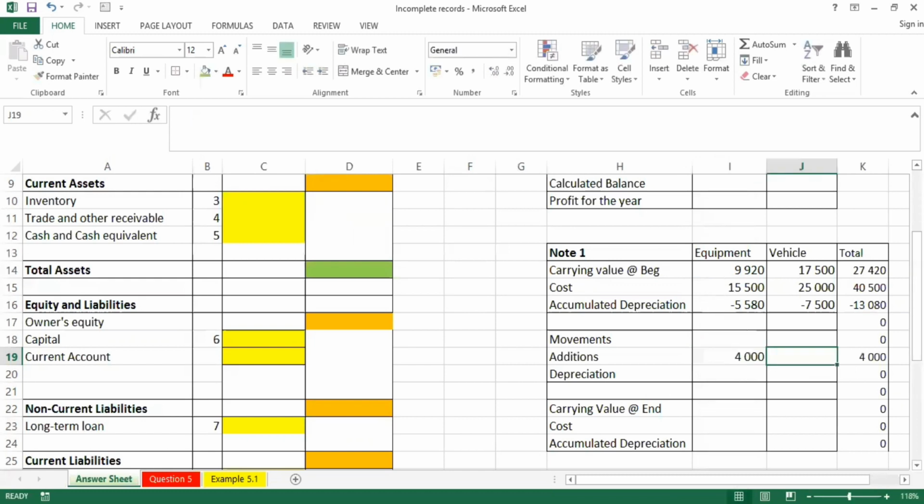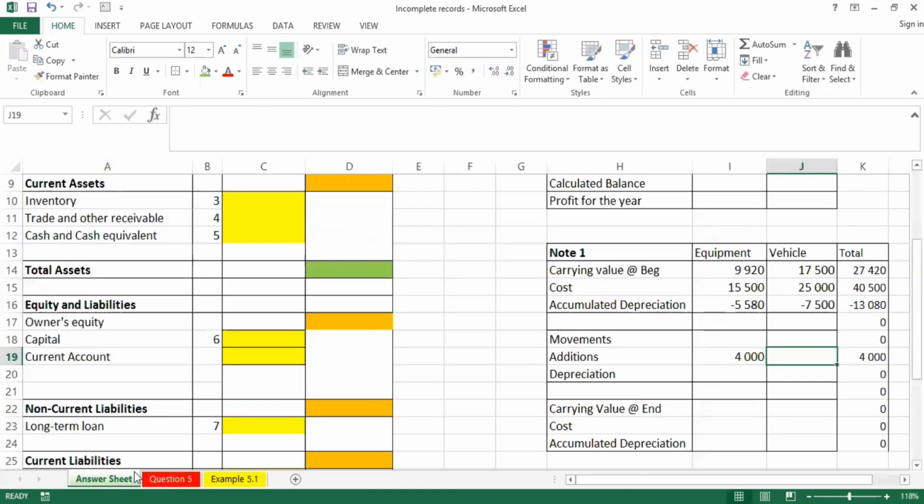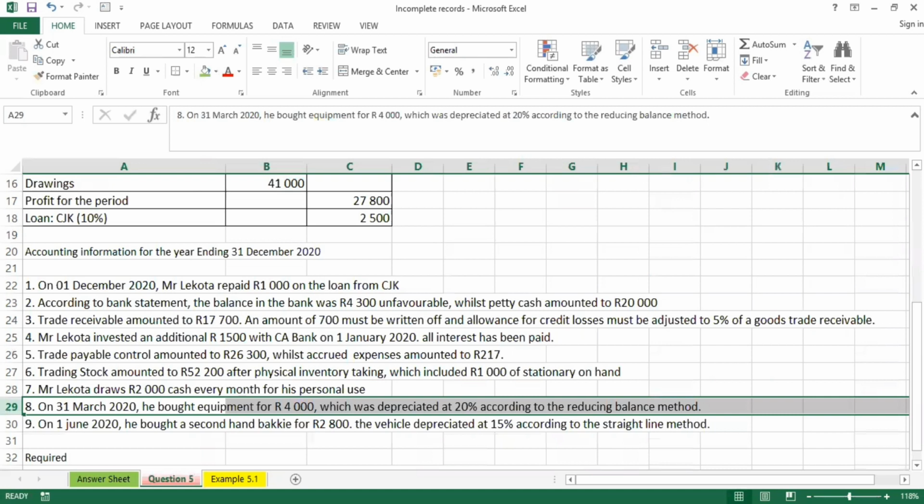Then we also check vehicle. So number 9, they say he bought a second-hand buggy for 2,800. So type in the 2,800 also on our additions, which is 2,800. And then our total also changed already. There's our total. And then we're looking for what? For our depreciation.